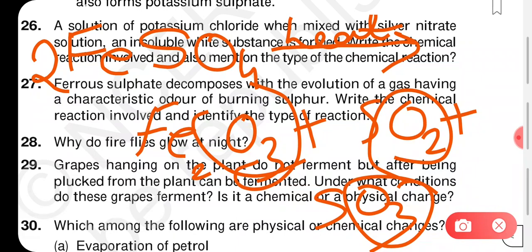And what else is asked is the type of reaction. So if you see here, it is a kind of thermal decomposition, because thermal we use because heat is being supplied or heat is being consumed in the process. So it is a kind of thermal decomposition. It is getting decomposed. So we can use the word thermal decomposition. On heating, the ferrous sulfate is getting decomposed into iron oxide, sulfur dioxide and sulfur trioxide.